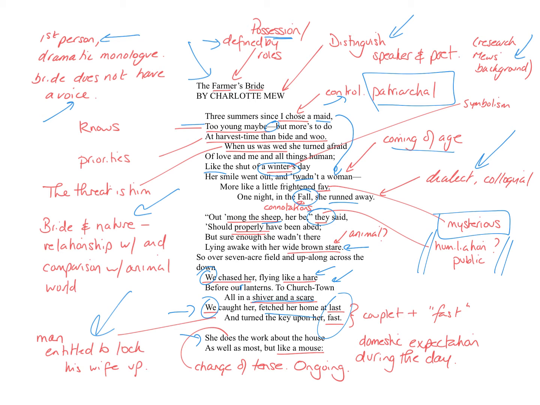But we flick now to the current situation. She does the work about the house as well as most, but like a mouse. So she fulfills her domestic expectations during the day. But again, we have this natural comparison. She's like a mouse. So she's almost been reduced from the hare to the mouse. She seems to be shrinking in those similes.